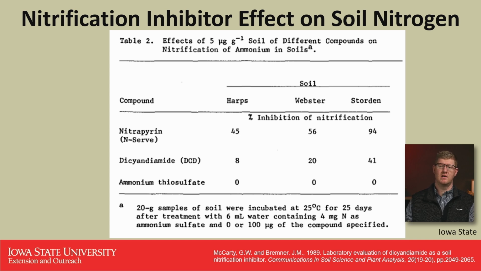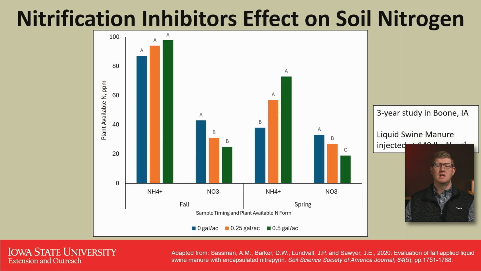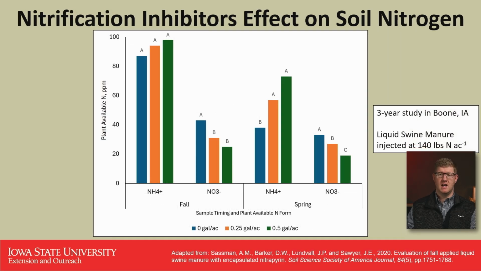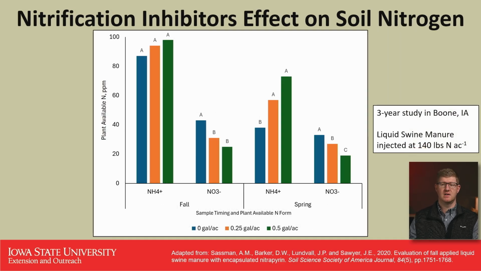So again, this is just another example of showing that nitropyrin may be a more effective option than DCD. And so this will be our final slide looking at the effects of inhibitors on soil nitrogen. This one is actually somewhat newer. This data was collected between the fall of 2010 and harvest in 2013, and it was conducted in Boone, Iowa.